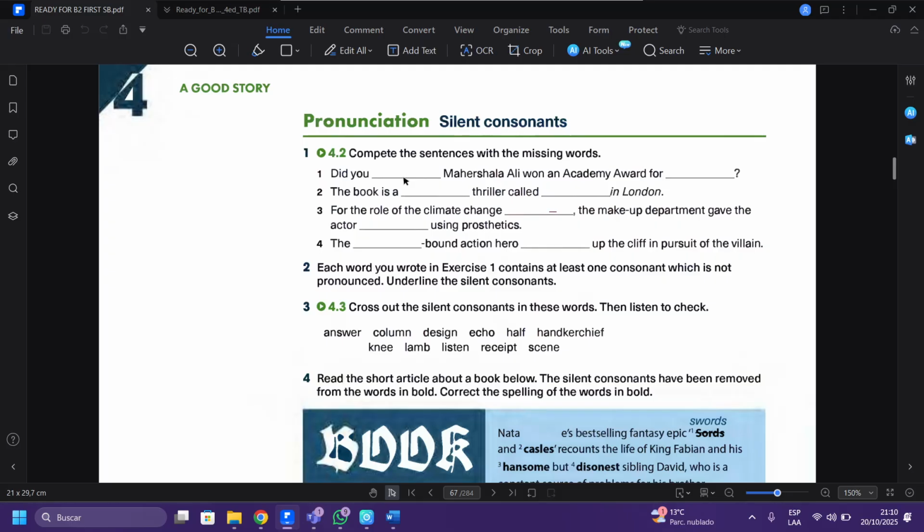Silent consonants. For example, in the word psychology, the silent consonant is the letter P, because it doesn't sound. Those are the silent consonants. Or for example, in here you have answer, right? What is the silent consonant in this part?